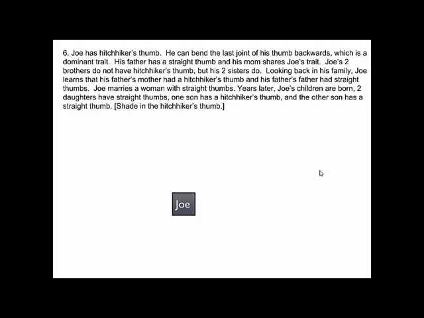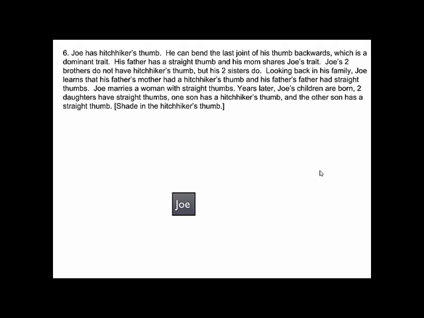So Joe has hitchhiker's thumb. He can bend the last joint of his thumb backwards, which is a dominant trait. His father has straight thumbs. His mom shares Joe's trait, so if she shares Joe's trait, she has what? What type of thumbs does she have? Hitchhikers. Joe's 2 brothers do not have hitchhiker's thumbs, but his 2 sisters do. Looking back in his family, Joe learns that his father's mother had hitchhiker's thumb, and his father's father had a straight thumb.